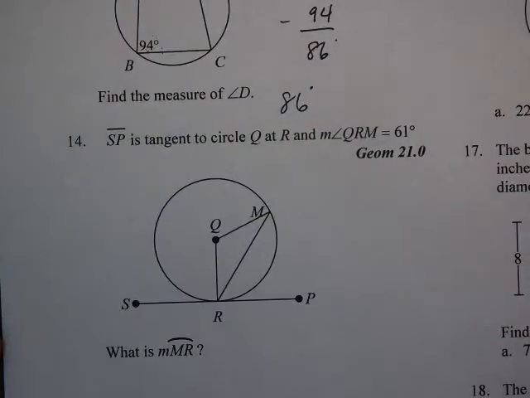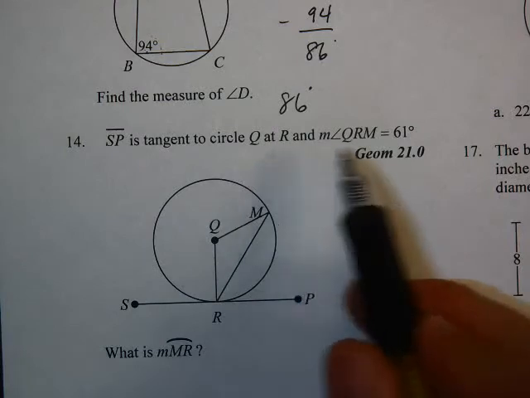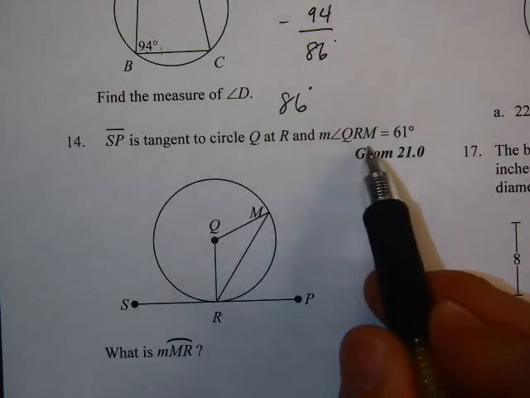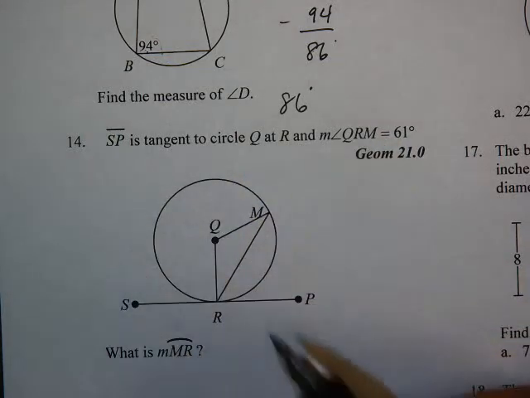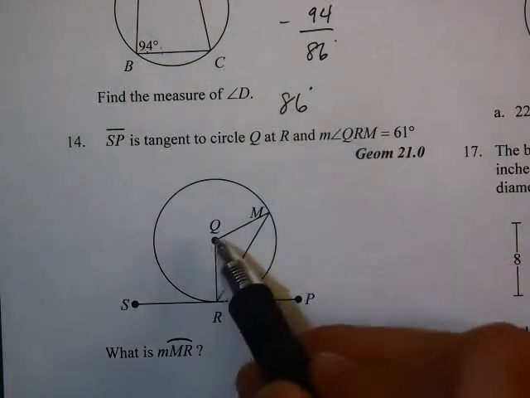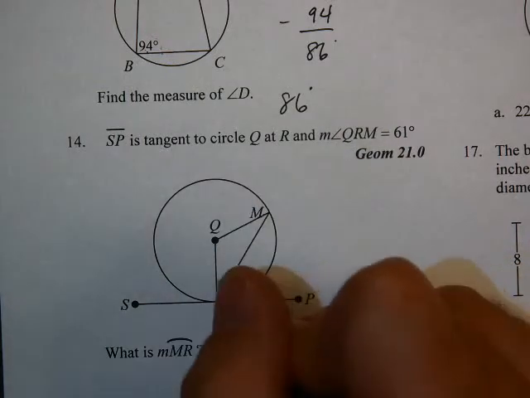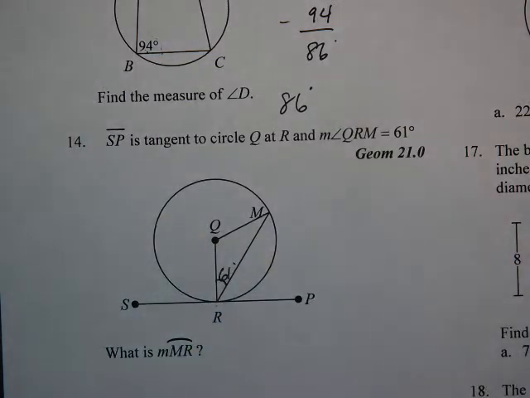For number 14, they give us that SP is tangent to circle Q at R, and measure of angle QRM is 61 degrees. So let's first find, because right now when you look at the picture, there's nothing labeled. So QRM is this acute angle right there. They're saying that's 61 degrees.